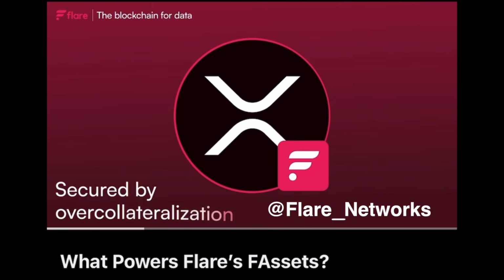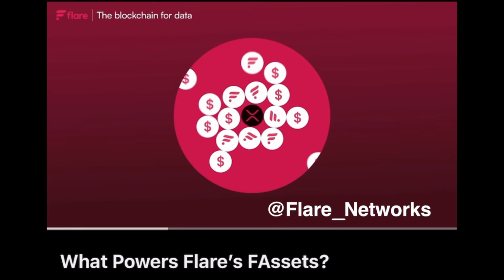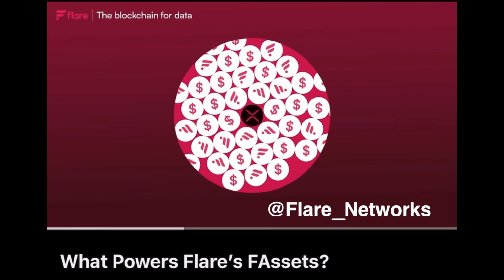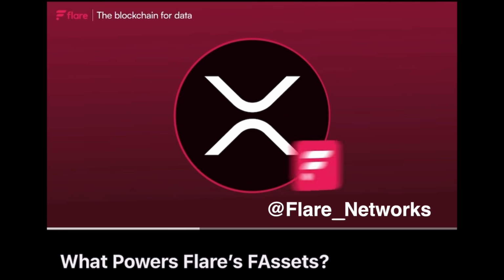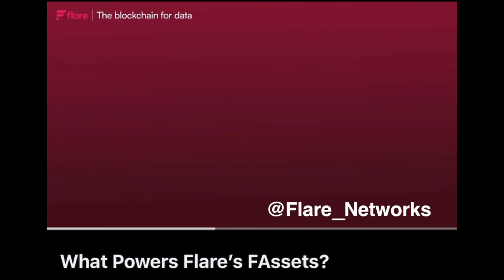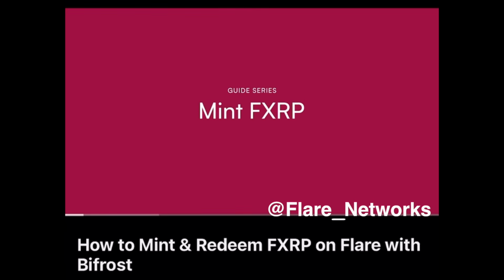When XRP is brought onto Flare, or minted as FXRP, it's backed by more value than the original deposit that it represents. This is known as over-collateralization. It protects the system and ensures FXRP is always secure. FAssets are powered by Flare's native oracles, which inherit the network's security. Today I'll show you how to mint and redeem your FAssets.